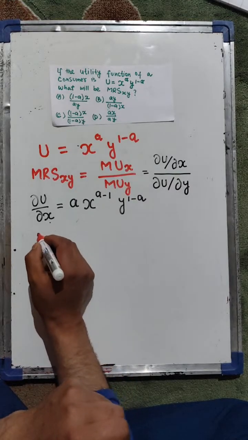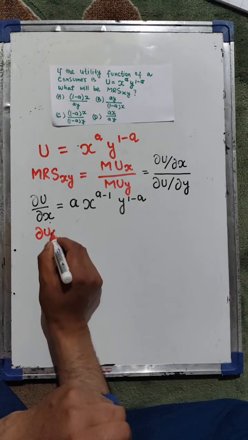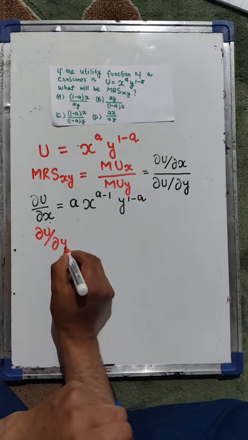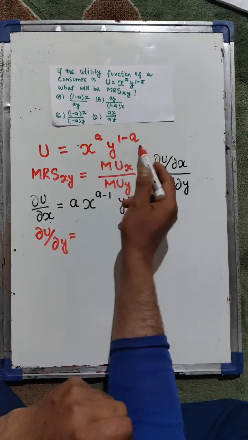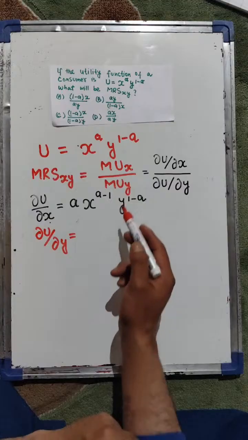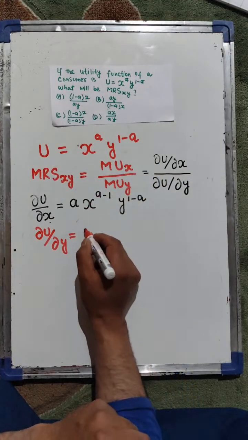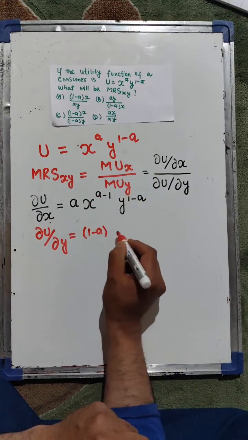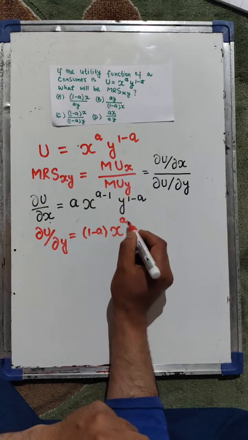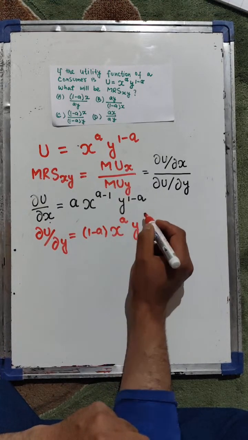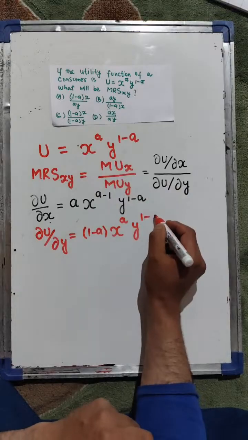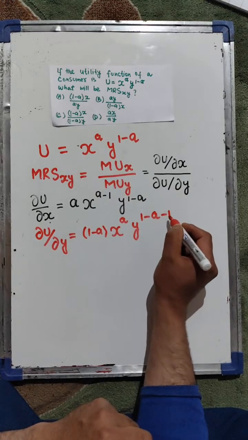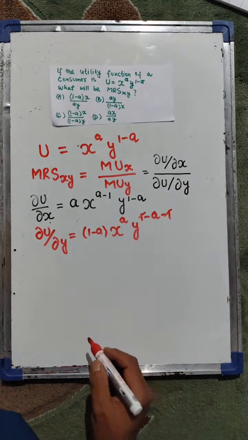Similarly, we need to find du upon dy, that is the derivative of this function with respect to y. So the exponent of y becomes the coefficient. So we have 1 minus a, x raised to the power a remains the same, and the exponent of y is subtracted by 1, so we have minus 1 plus 1 which gets cancelled.